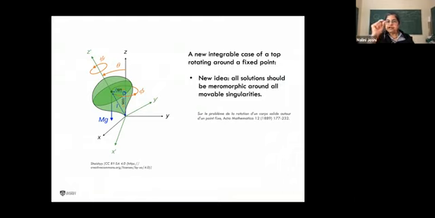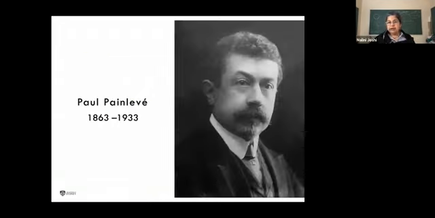But the key observation I want to point out here is this new idea that all solutions needed to be meromorphic around movable singularities, because that was the foundation of the next several steps that were taken by French mathematicians near the end of the 1800s. And the key person in that investigation was Paul Painlevé.